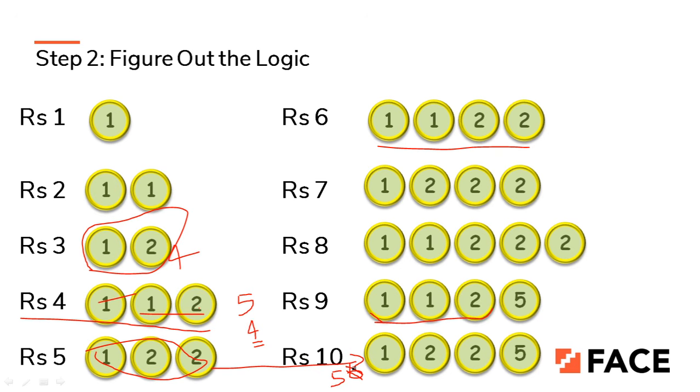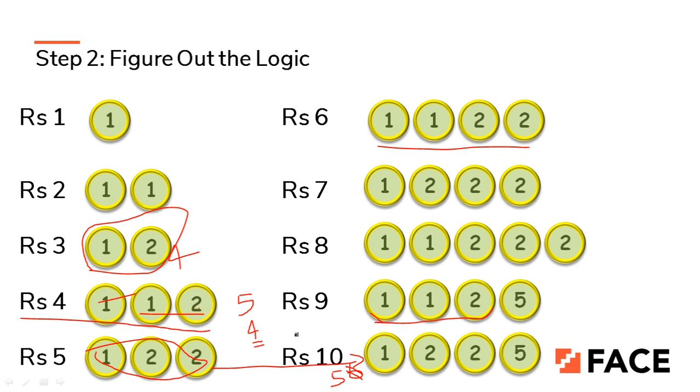Now this cycle is going to keep on getting extended. So now do we know the logic? Yes. So first, I need to keep away 4 rupees to form all values up to 5. That is 1, 2, 3 and 4.